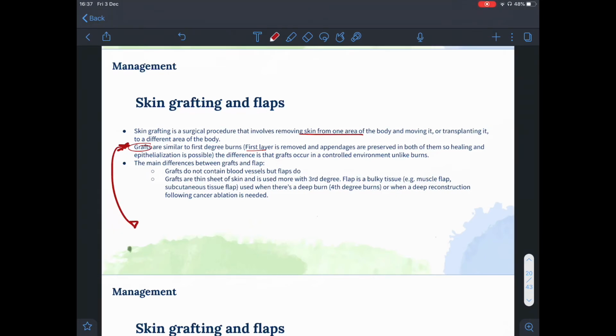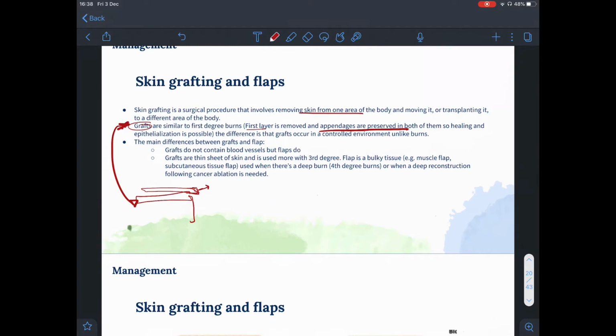With a graft, the surgeon takes the first layer of the skin from another, unburned area, leaving the appendages preserved in place so that they regenerate and replace the removed layer. So replacement, epithelialization and healing occur, and that's it. It is as if it had a first degree burn, except that here a surgical procedure took a layer. This layer will be transplanted into the other area that suffered a third degree burn, fourth degree burn, or deep second degree burn.